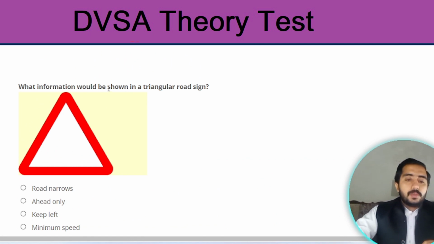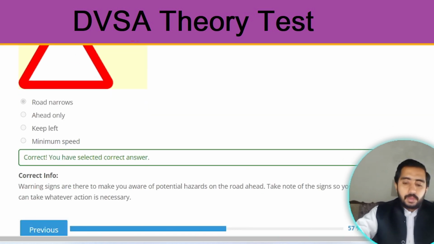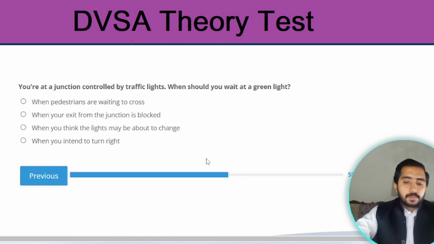What information would be shown in a triangular road sign? This triangle shows that the road is narrow. Next one. Our next question is, you are at a junction controlled by traffic lights. When should you wait for the green light? You wait when your exit from the junction is blocked. Option B.